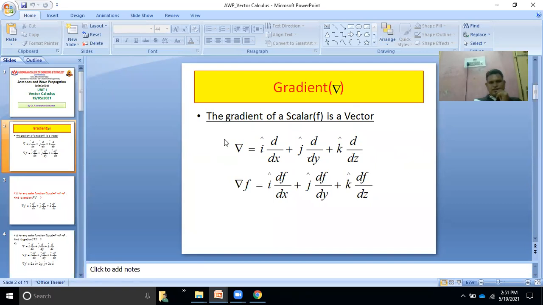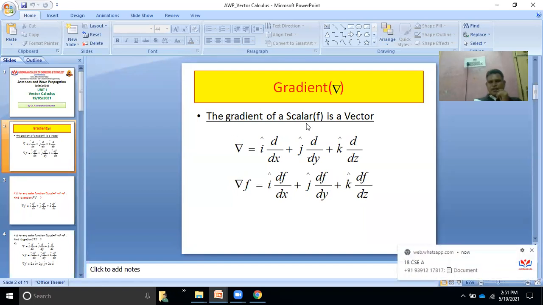In a Cartesian coordinate system, the gradient is equal to this, where i, j, k are the unit vectors in the x direction, y direction, and z direction. Suppose the scalar f is some scalar function. The gradient of f is obtained by differentiating f with respect to x, with respect to y, and with respect to z. You have to remember that the gradient of any scalar is a vector.